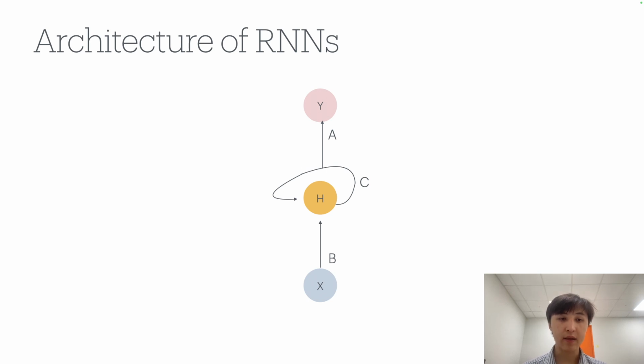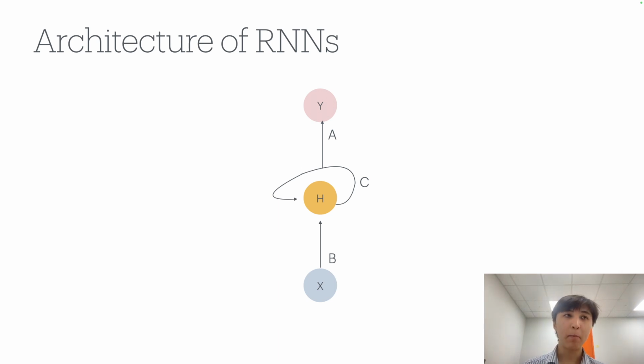The B arrow signifies the input to the hidden state transition. The input X is processed, often linearly combined with the previous hidden state, and affects the new hidden state. And C is the most crucial part of the RNN. This arrow loops from the hidden state back to itself. This loop allows the network to carry forward information from one step of the process to the next, essentially giving the network its memory. So this is giving a kind of memory to the network. So that is the basic architecture of RNN.